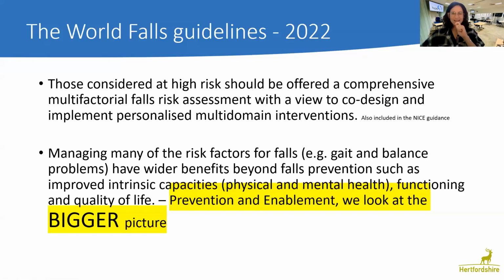So again, a little bit of a reminder if you joined us at the beginning of the week. We're just going to touch on the multifactorial risk assessment to begin with, because that's the first step that the guidance talks about. So we know anybody in care homes, number one, should be considered to have a multifactorial risk assessment. Anybody at high risk in the community should be offered a comprehensive multifactorial risk assessment with a view to co-design and implement personalised, so that key word there, interventions.